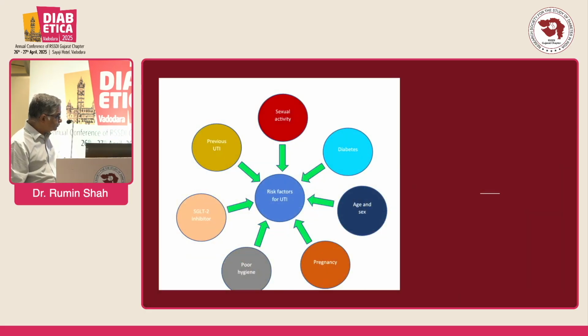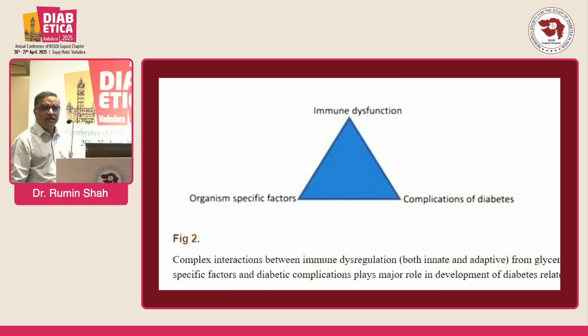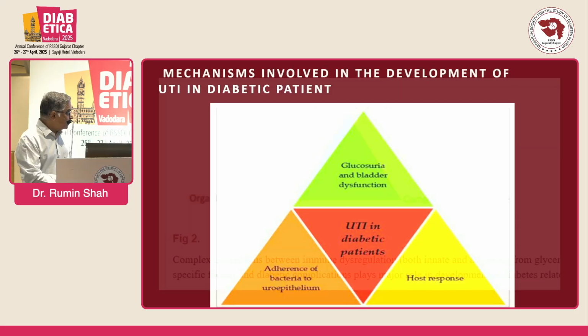So what about diabetes and urinary tract infection? Any urinary infection anywhere requires a base, which could be age, sex, pregnancy, poor hygiene, sexual exposure, previous UTI, and diabetes. So these are the reasons which lead to UTI in any other person. In a patient of diabetes, it is the immune dysfunction, organism-specific factors, and complications of diabetes like diabetic cystopathy, and impaired immunity, which in turn lead to high risk for urinary tract infection.